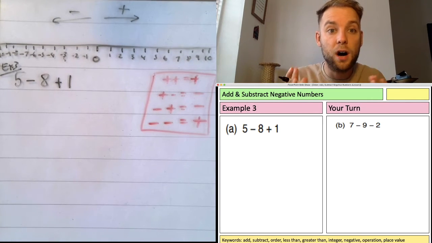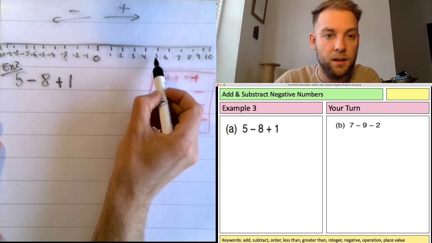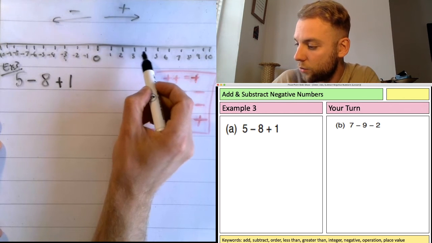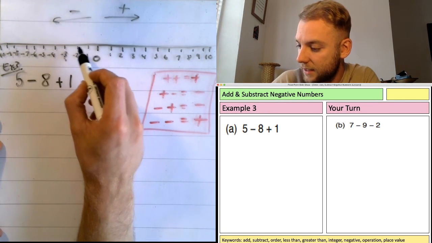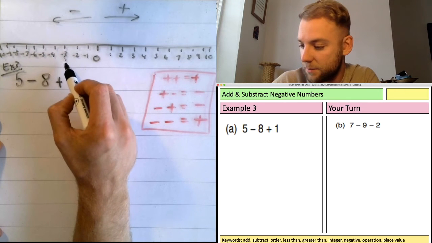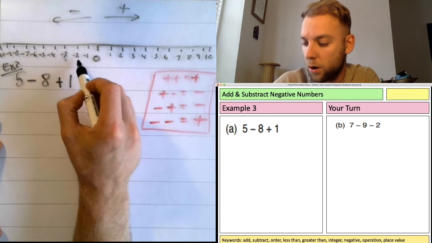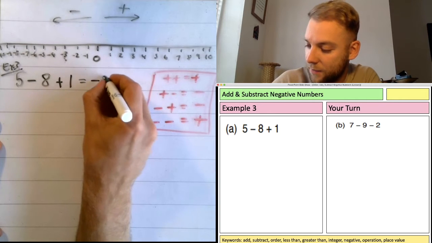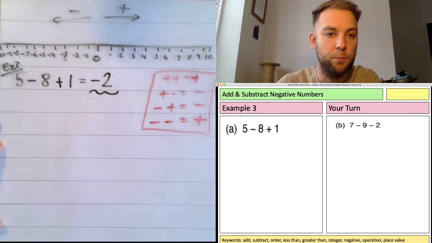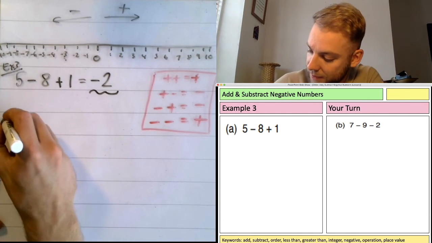So where am I starting? Well, I'm starting at 5. Subtract 8. 1, 2, 3, 4, 5, 6, 7, 8. Brilliant. So that takes me to minus 3. And then plus 1 is negative 2. And there's your answer. Brilliant. Okay. So example 4.